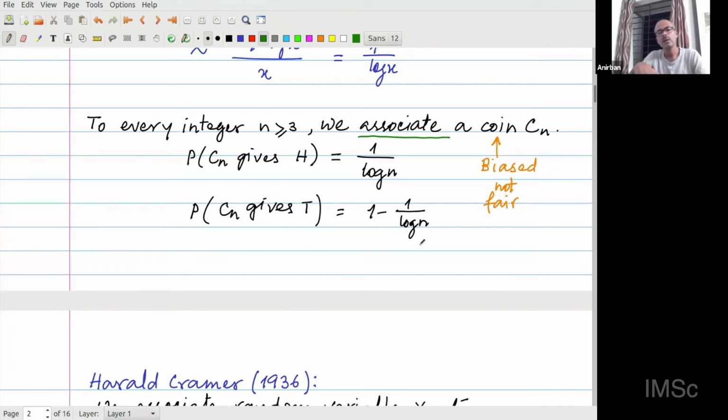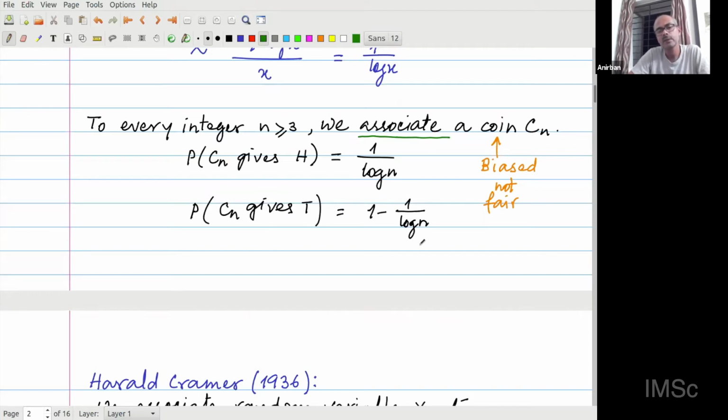So we have all these integers, and for every integer we have a coin, and we are tossing it, but the probability of getting head and tail are not half and half, they change with the coin we take. So all the coins are biased, and the bias also varies. The nth coin is biased in this way that head comes with probability 1 over log n, and tail with probability 1 minus 1 over log n. That's the rest of it. It's either head or tail, so it has to sum up to 1.